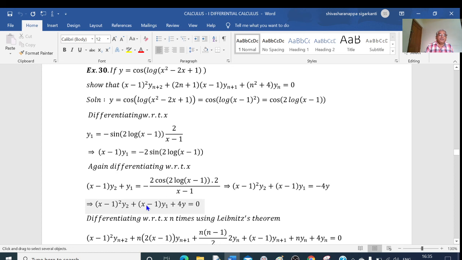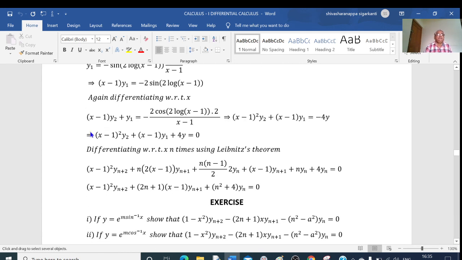Differentiating this n times with respect to x using Leibniz theorem, we get the nth derivative of the first term: (x minus 1) whole squared into the nth derivative of y2, which is y(n+2), plus nC1, which is n, into the derivative of (x minus 1) whole squared, which is 2 into (x minus 1), into one less derivative of y2, which is y(n+1), plus nC2, which is n into (n minus 1) by 2 factorial, into the second derivative of (x minus 1) whole squared, which is 2 into 1, into one less derivative, which is yn. So this is the nth derivative of the first term.